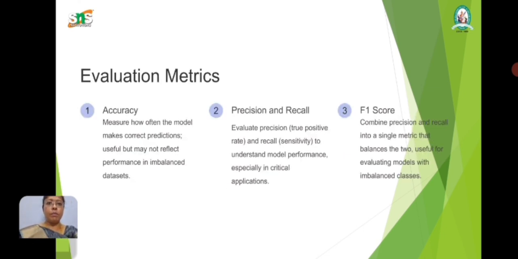What are the evaluation metrics we use in these types? Accuracy, precision and recall, and F1 score. Accuracy measures the predictions, whether they are correct or not, and it is useful, but it may not reflect performance on imbalanced data sets. And precision and recall help to understand the model performance, especially in critical applications. And the F1 score level.